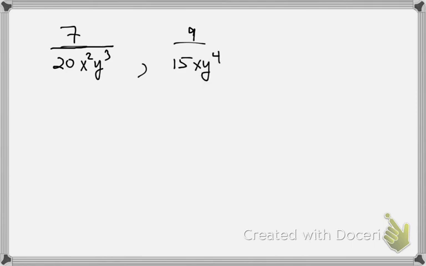So if I gave you, for example, 7 over 20x squared y cubed, and 9 over 15xy to the 4th. Right. Now, some of you guys had developed a pretty good intuition for finding LCD with just numbers. All right. Let's see how well it goes for you here. Can you guys tell me the LCD?